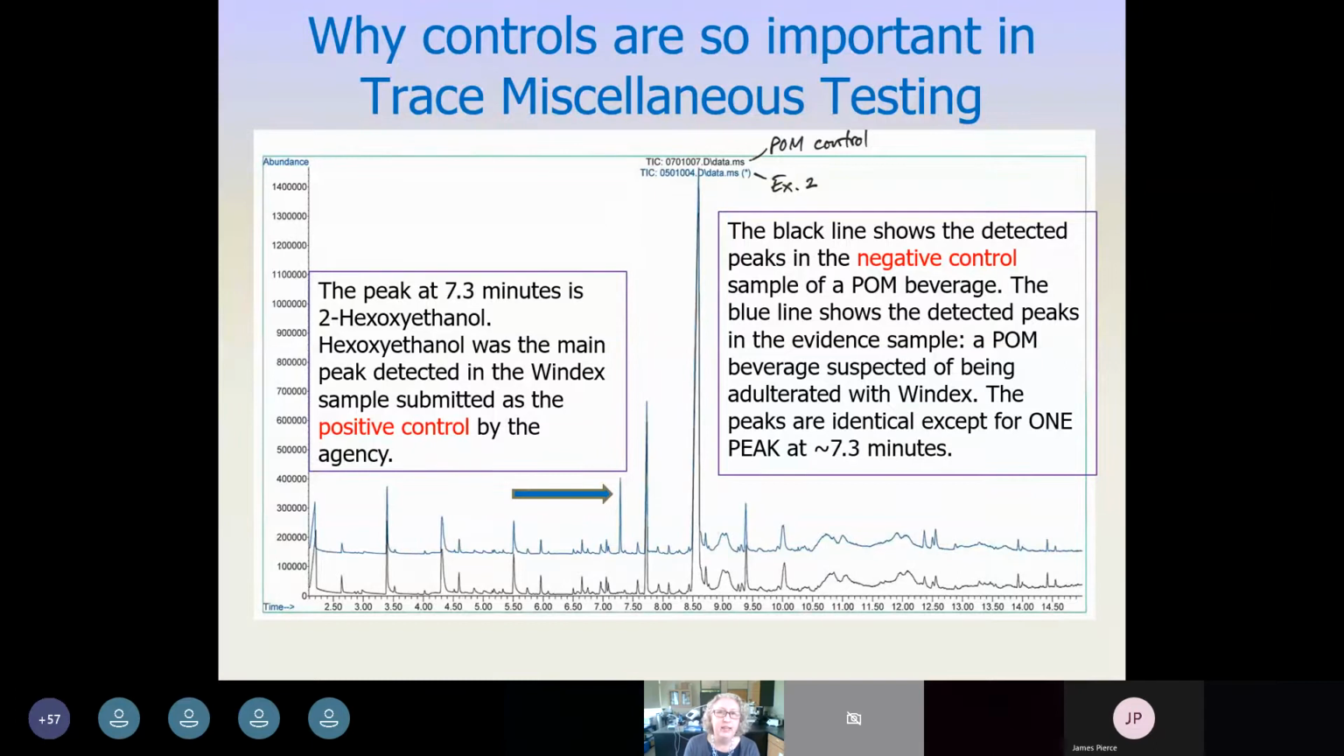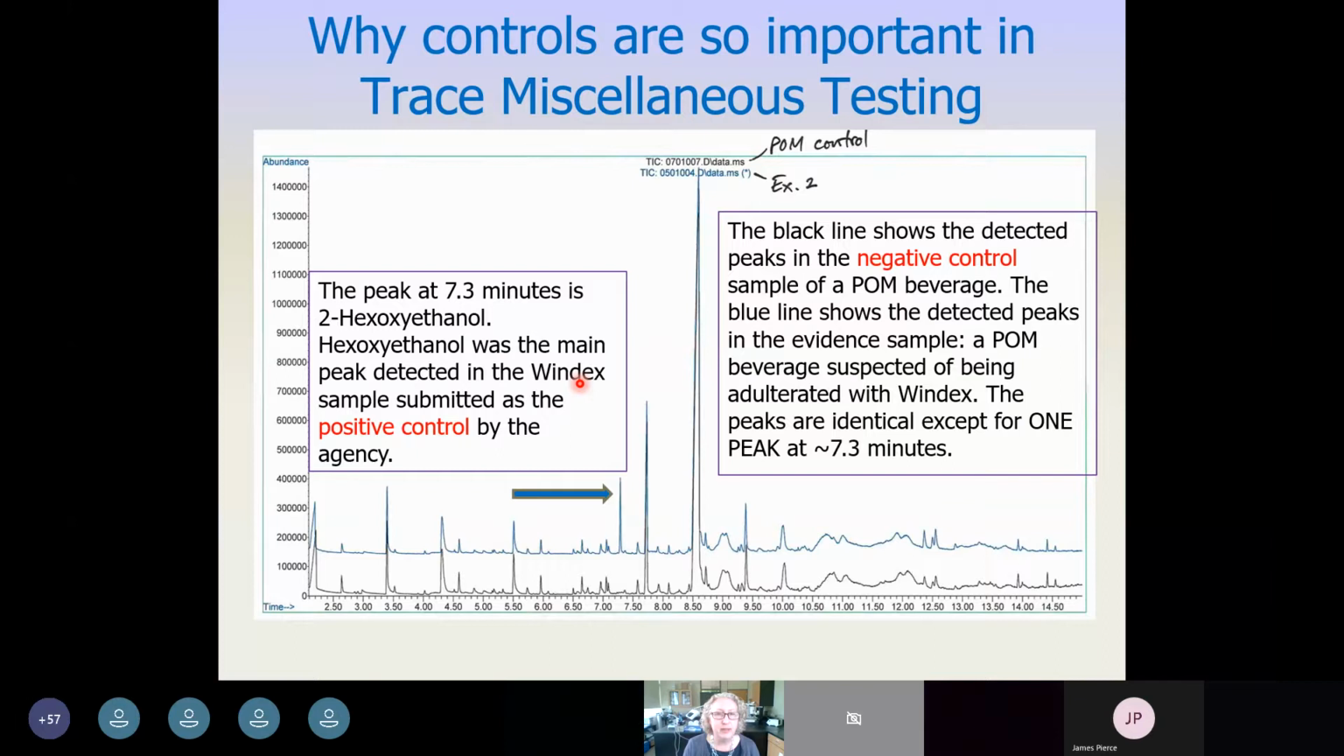So this slide, I think, is a great example of why we ask you to submit those controls, both positive and negative. So this spectrum probably doesn't mean much to you just looking at it. So let me talk you through it to show you how we see it from the lab point of view. So this is a case we received a few years ago where a person at a bar suspected someone behind the counter of poisoning their drink with Windex. So the drink itself was primarily one of those pomegranate juice beverages, and the Windex is the target. That's the sample poison that the agency thinks is involved.